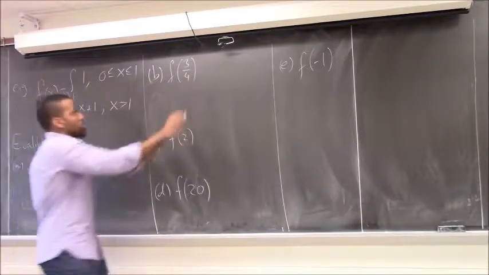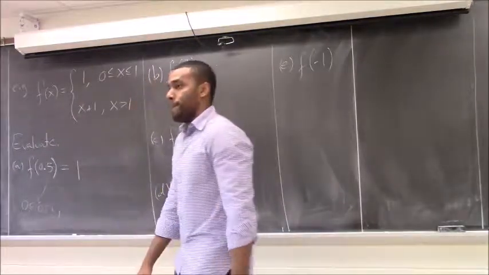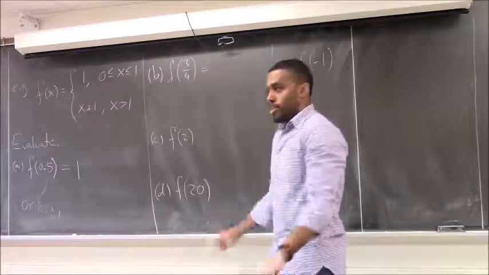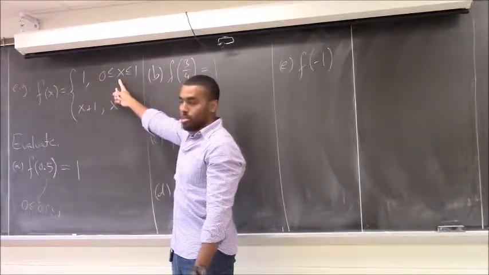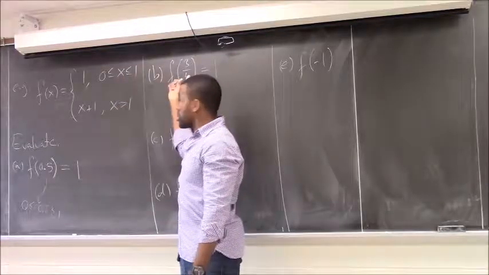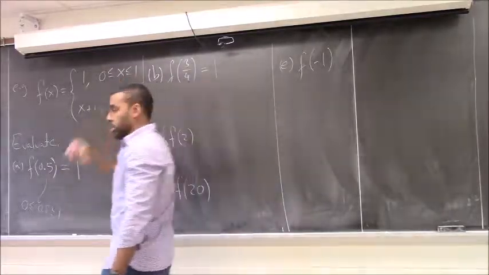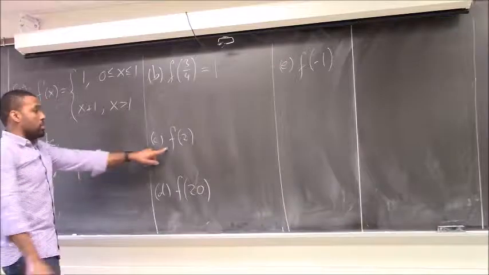What about f of 3/4? It's also 1. Because again, 3/4 falls in this interval, right? That's 3/4, 0.75, a number between 0 and 1. What about f of 2?